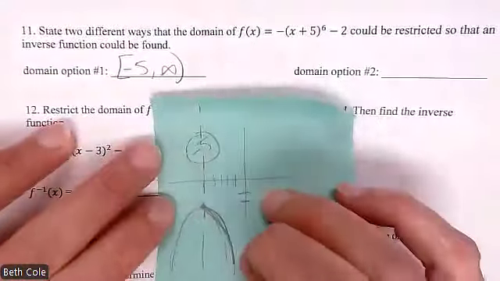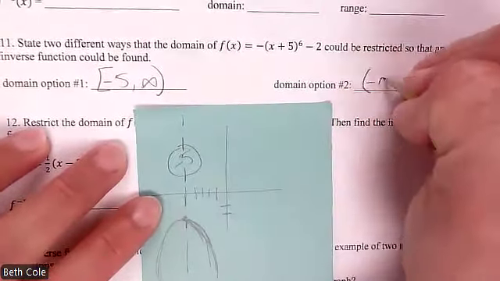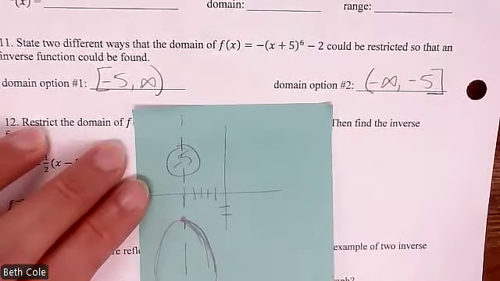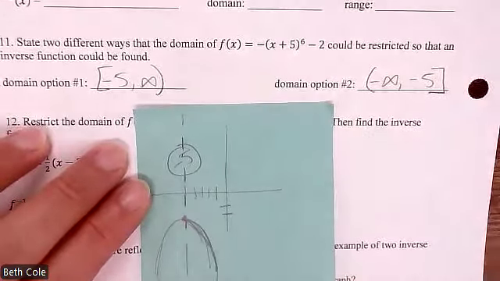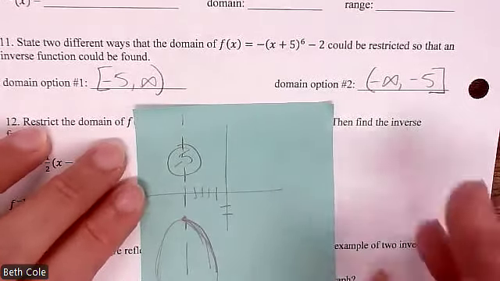And then what would the negative half be? Look just at this half. Yep, -infinity to -5. So I would just off to the side, draw a little parabola, split it in half. One option is the positive half, one option is the negative half.